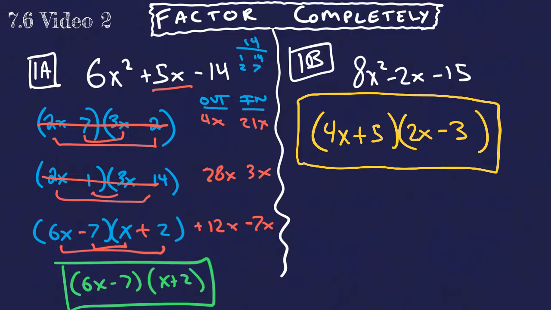All right, after some guessing and checking, hopefully you came up with 4x plus 5 and 2x minus 3. And if you look at this, we get minus 12x on the outside, and we get plus 10x on the inside, which gives me negative 2x, which is what I wanted. Okay, let's do another one here.